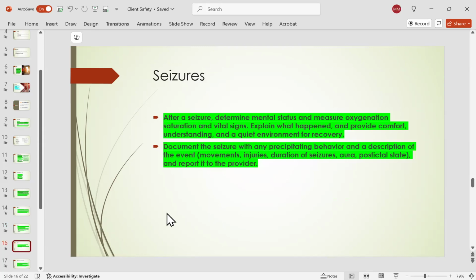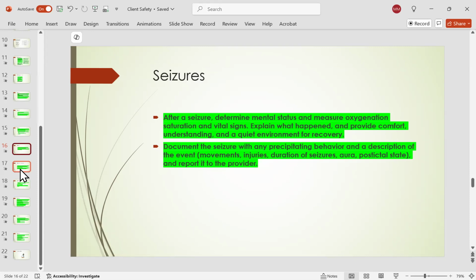After the seizure's over, assess them, determine their mental status, get a pulse ox, vital signs, tell them what happened, and you want a quiet environment for them to kind of recover. And then you're going to document what happened. So precipitating behavior, in other words, what happened before the seizure, and then tell me what happened during the seizure, right? You're going to write all of that down. That's going to be documented, and you will be calling the healthcare provider, the doctor or the nurse practitioner. All right, so make sure you understand all of this about seizures.